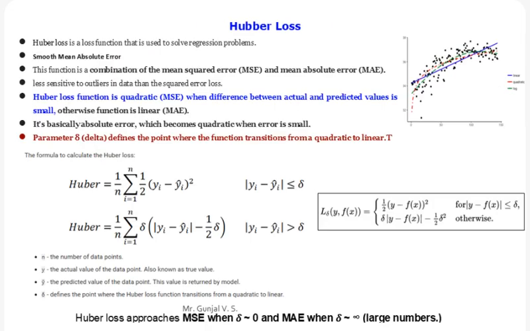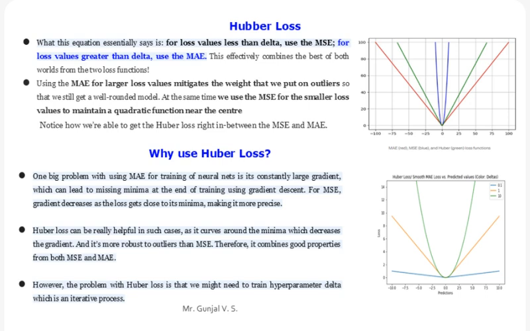Huber loss is a combination of MSE and MAE, providing a balance between the two. It is quadratic when the error is small and linear when the error is large, making it robust to outliers. Huber loss is preferred for training neural nets due to its robustness to outliers and smoother gradient near the minima. It combines the benefits of both MSE and MAE.